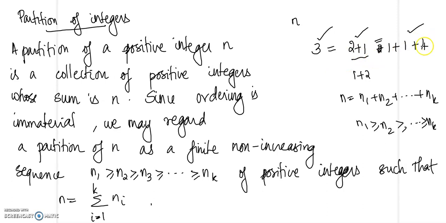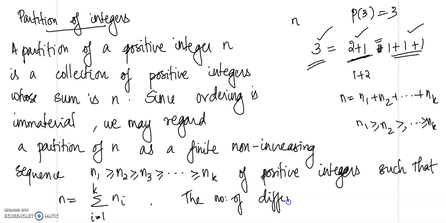So here if we take 3, p of 3 will be equal to 3, because we can represent 3 in three ways. So p of 3 will be equal to 3. So the number of different partitions of n is denoted by p of n.